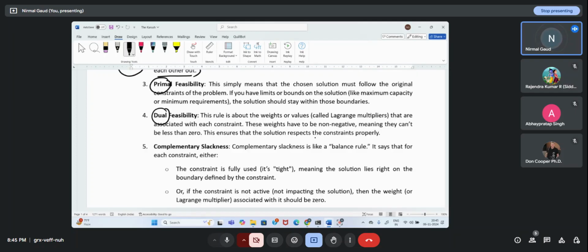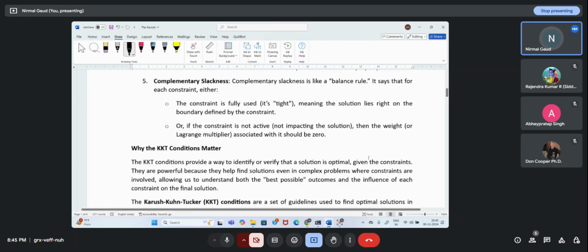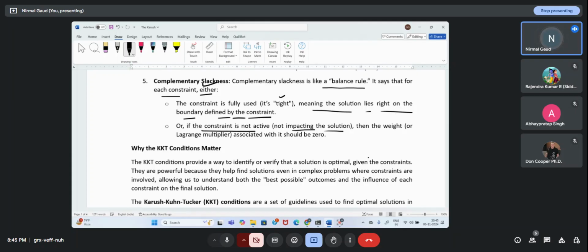Okay, fine. When you are unable to solve the primal problem, then the dual problem comes. Slackness should be there, so it's like a balance rule. It says that for each constraint, either the constraint is fully used, it's tight, meaning the solution lies right on the boundary defined by the constraint, or if the constraint is not active, not impacting the solution, then the Lagrange multiplier associated with it should be 0.